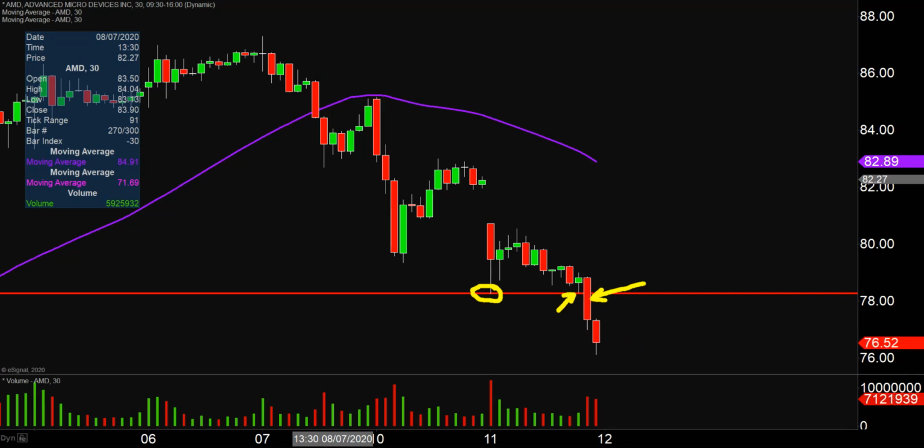So again, on any sort of attempted movement back to the upside, the first key test to keep an eye on is going to be the 78.25 mark. So that'll be resistance level number one.